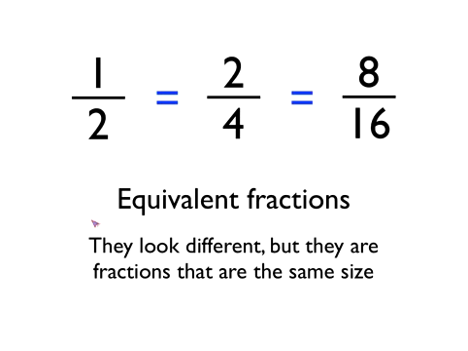Or if you think of them as division sums, we got the same answer when we did numerator divided by denominator on all of them. So they look different, but they're actually the same size. And this is what we mean when we talk about equivalent fractions.